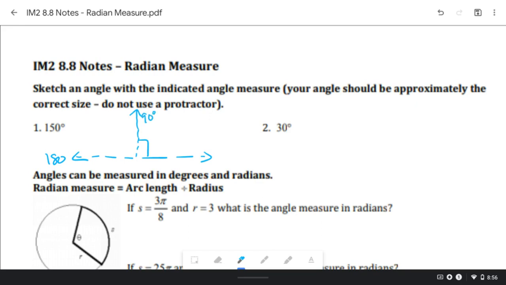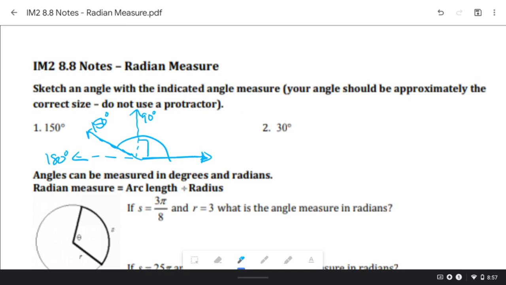So where is 150 in relation to that? It's going to be somewhere between 180 degrees and 90 degrees, so somewhere around here. And this is just an estimation, just to familiarize yourself with degrees. So this arc length right here would be about 150 degrees.